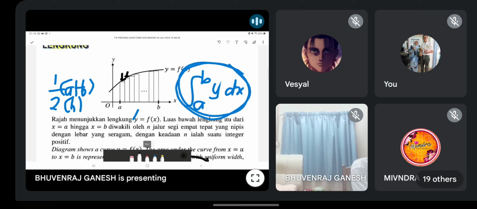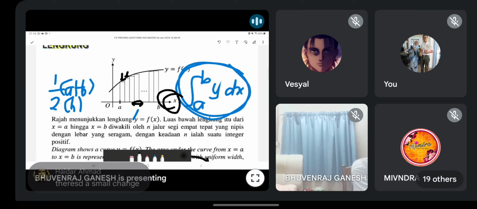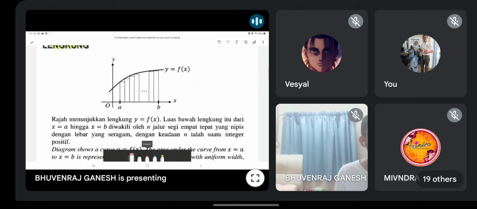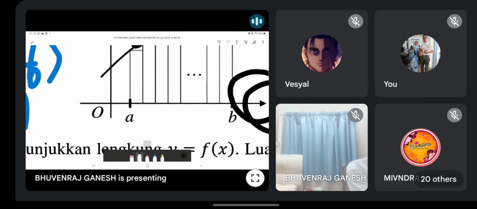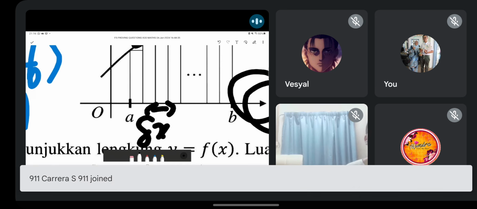Since our axis here is X, paksi kita X. That's why the width should be X, right? Very good, Haida. There is a very small change. Guys, kamu cuba lihat. This one is very small, right? Look at this width. This is a very small value. That's why we use delta X. Okay, if the change is very small, we use delta X.